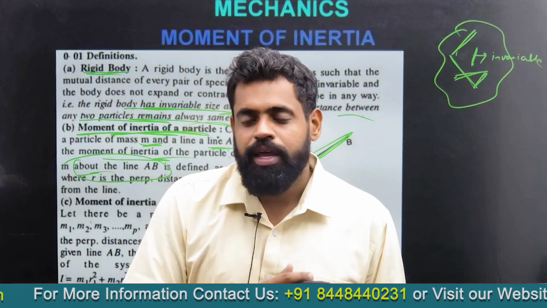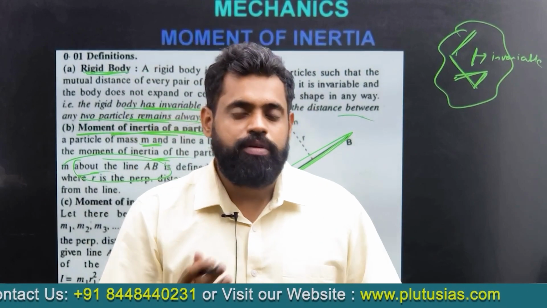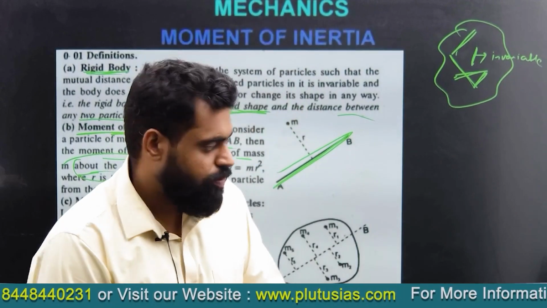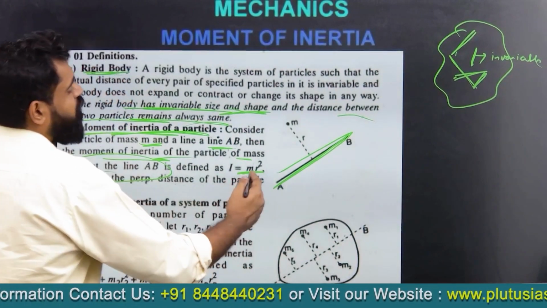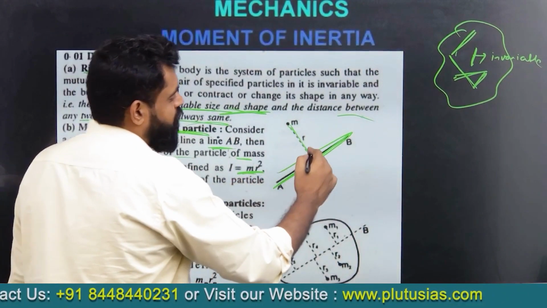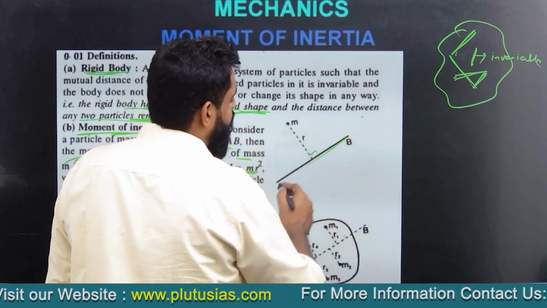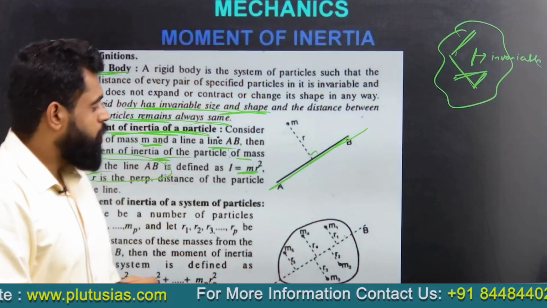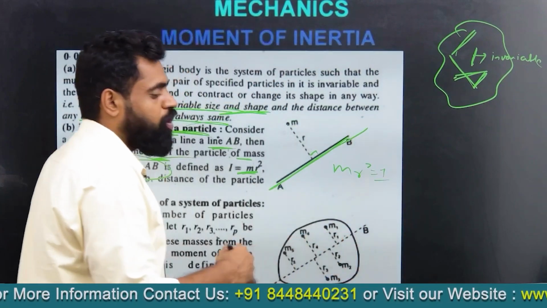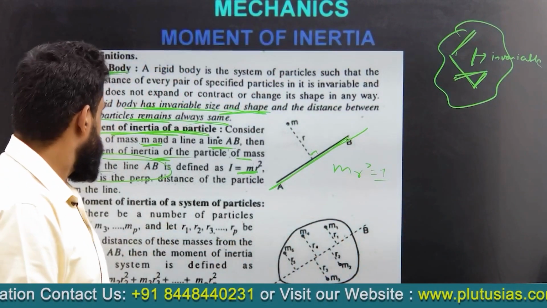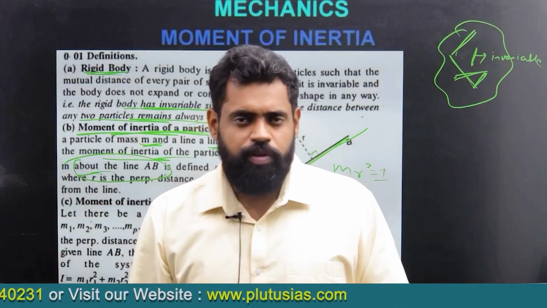Mass is constant with respect to any axis, but moment of inertia would change with a change in the axis. It is defined as mr square, where r is the perpendicular distance of mass m from the line AB. So mr square is the moment of inertia. This is clearly simple, and you have studied this in class 12th also.